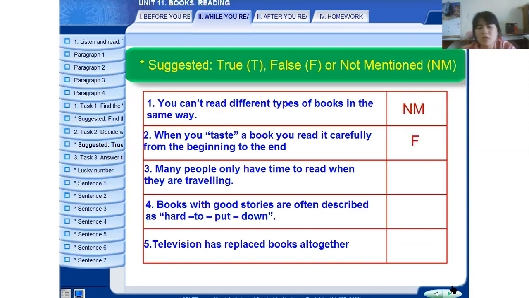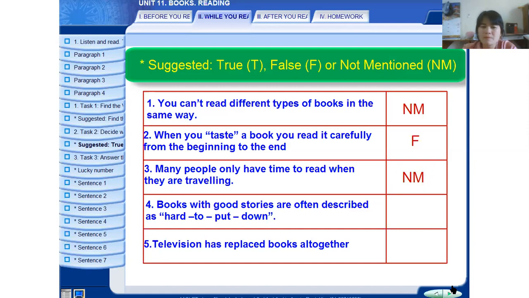Number 2. "Taste, just taste. Read here and there, not from the beginning to the end. Many people only have time when they're traveling." Do you think it's true or false? This is not mentioned. "Only have time", they don't use the word "only". The word "only" makes a different idea.